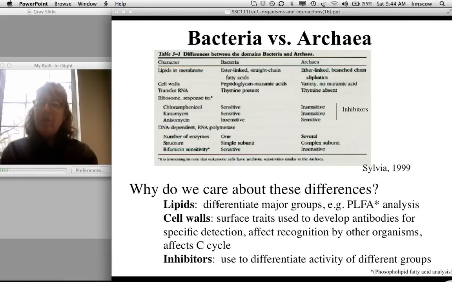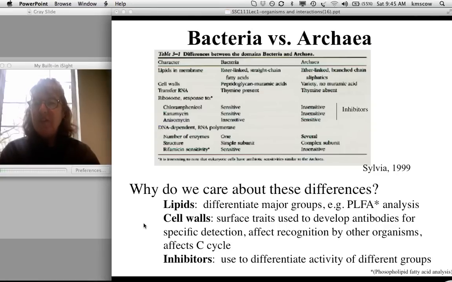One reason is these differences in lipids. When we get into methods, we'll look at this a little more, but we can use these lipids to differentiate major groups of organisms in soil, like comparing bacteria versus archaea, if we don't want to do sequencing, because we don't always want to. There are other methods, and sometimes they are easier or cheaper or don't dump as much data on your head as the sequencing molecular tools. So we tap into these lipids to help differentiate major groups. PLFA analysis is a method that looks at that.